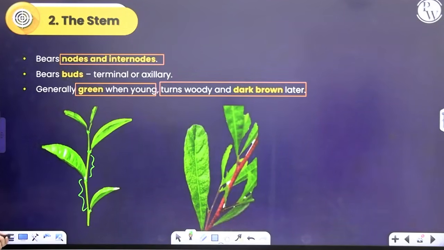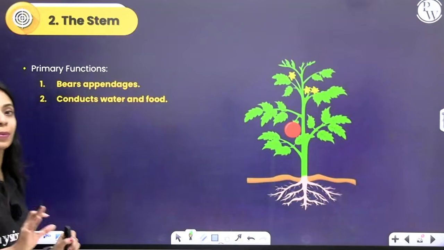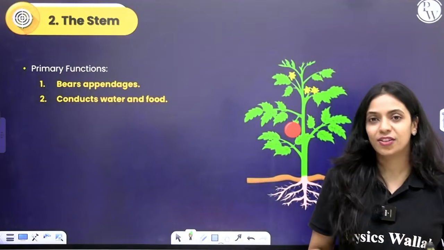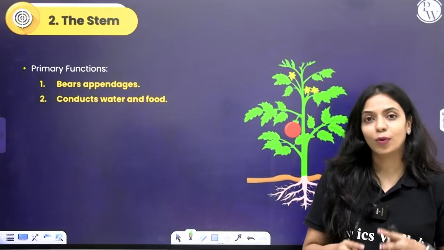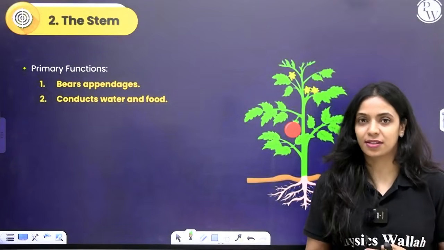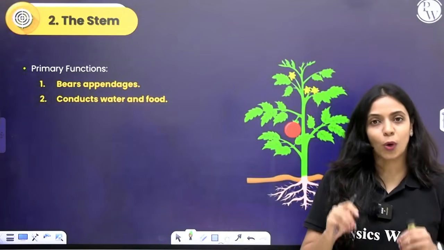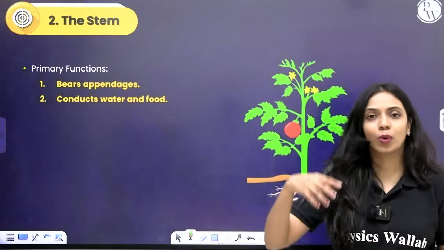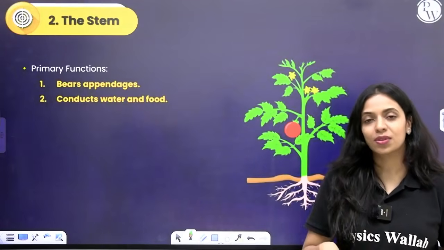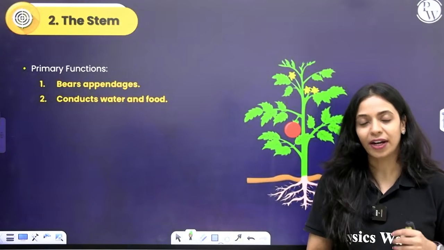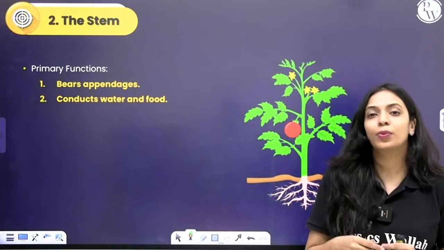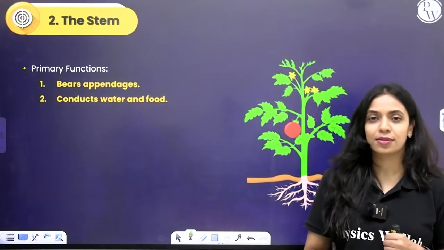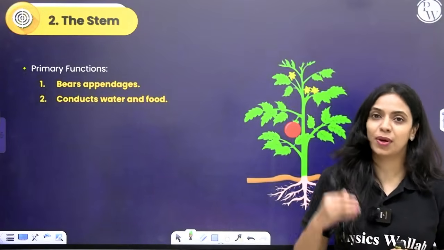Okay, next. What are the primary functions of the stem? The primary function is very simple. It bears appendages like the leaves, flowers and fruits, and also it helps in conduction of substances. If the water that is absorbed by the root has to reach the leaf, it can reach through the stem itself, right? And whatever food the leaf prepares, if it has to reach the roots, then it will reach through the stem itself, right? So it acts like a connection between the root and the leaves and different parts of the plant. So it helps in conduction of substances, transport of substances across different parts of the plant.